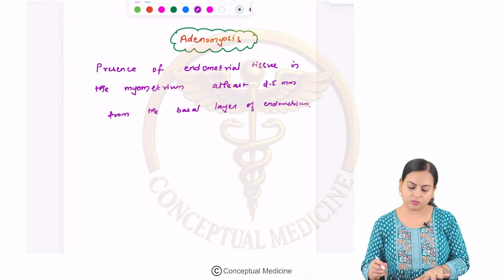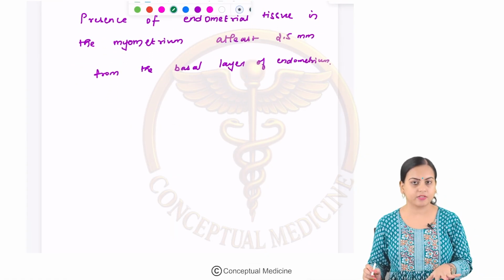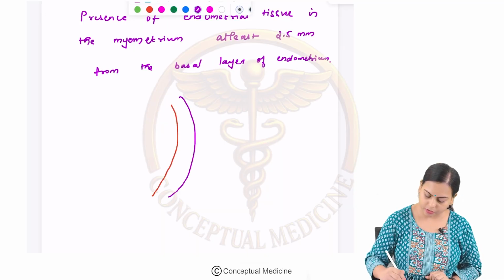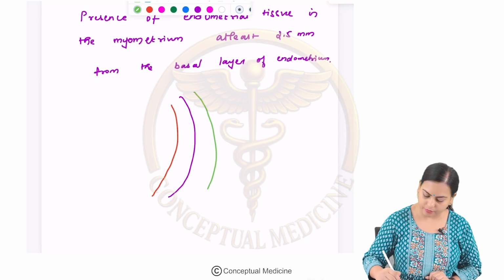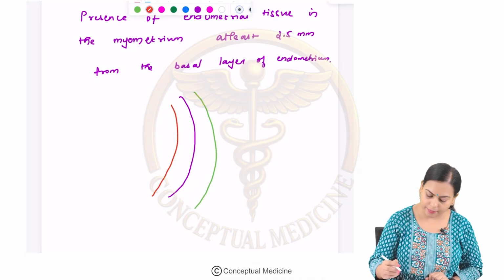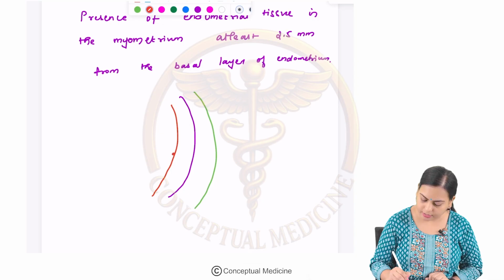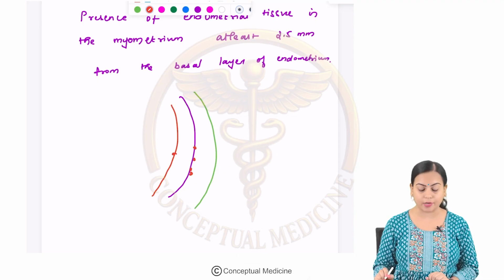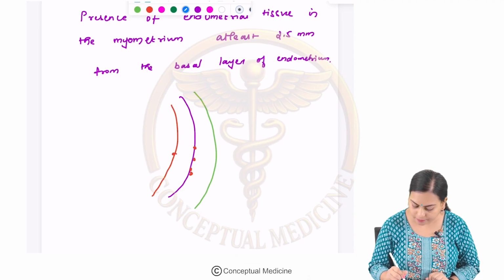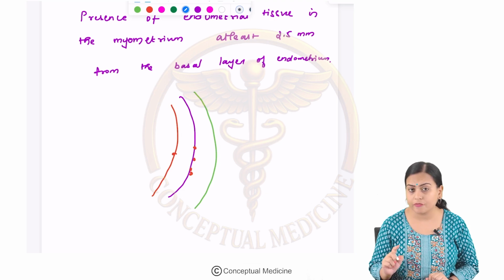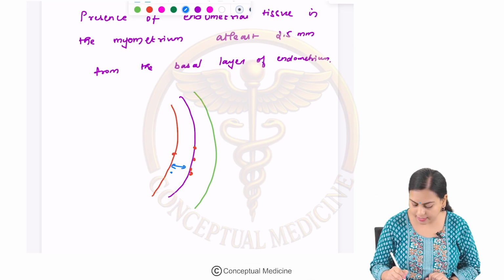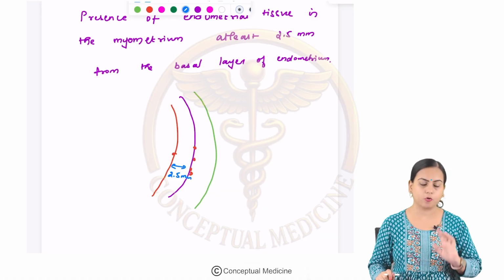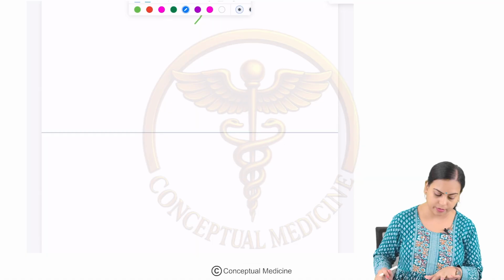Okay, so we know the uterus has 3 layers, right? We have the endometrium, the myometrium, and the perimetrium. So this endometrial tissue is going to be present in the myometrium. That is adenomyosis. And remember, these glands should be found at least 2.5 millimeter depth from the endometrial layer. I hope you understood what adenomyosis is now.